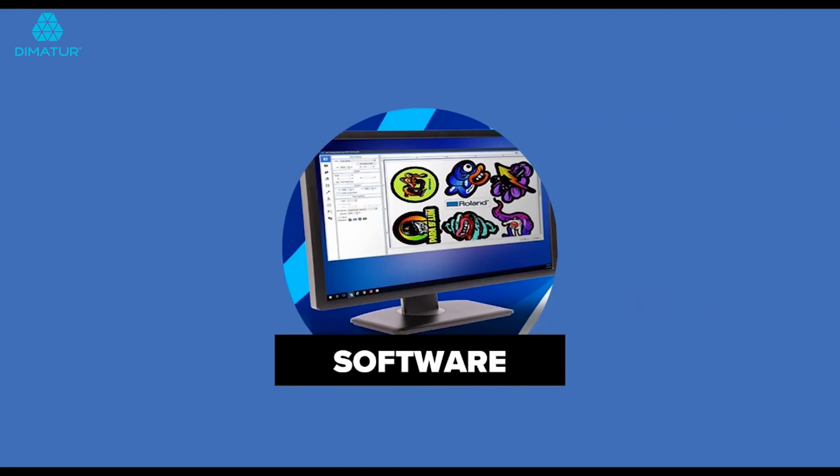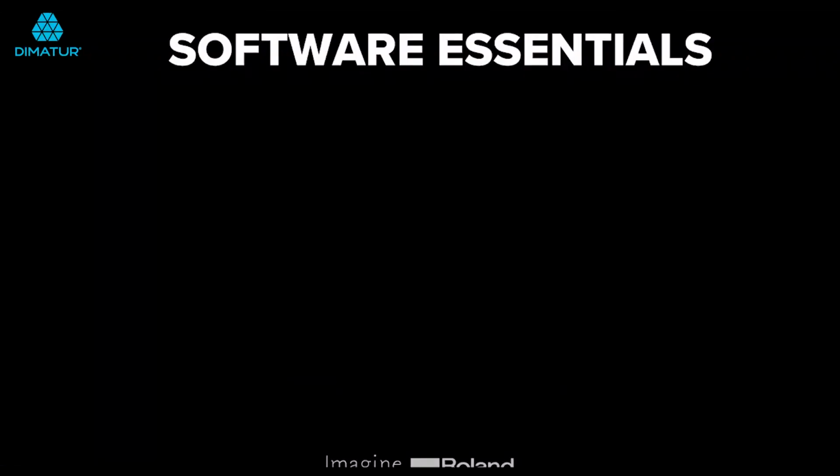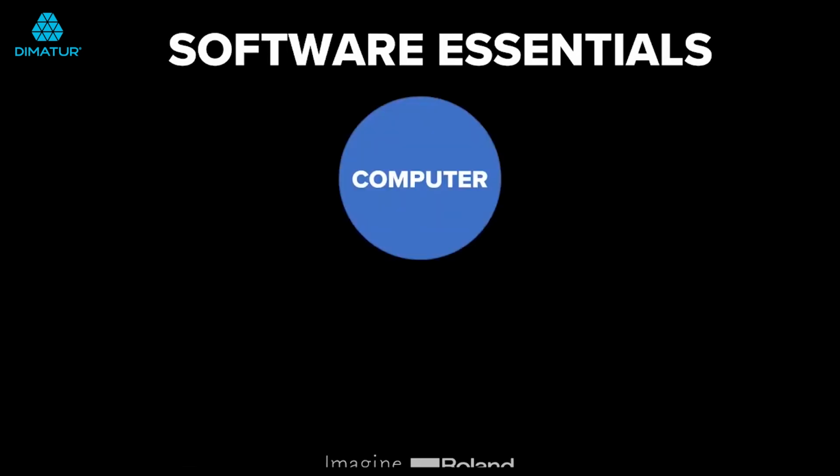So the final part of the mix here is software. And software is really important. The first thing that you need in order to run that software is a computer. A lot of the software that will drive our printers in particular, and generally other printers out there, tends to be PC based. So a lot of design programs are often Mac based, but the software to drive the printers themselves tends to be PC based.